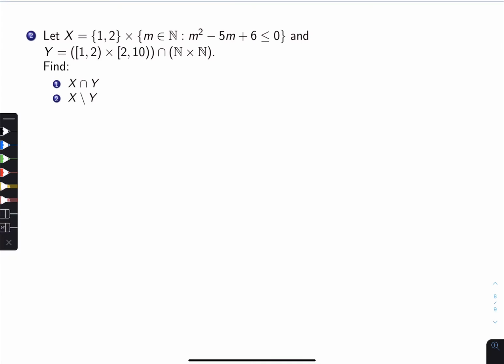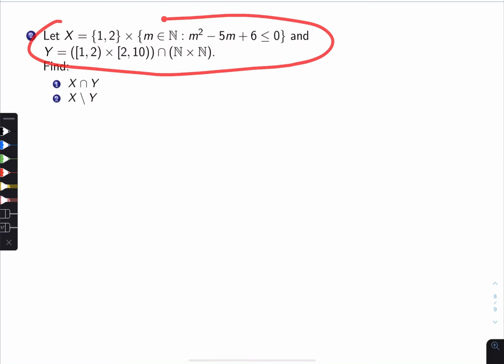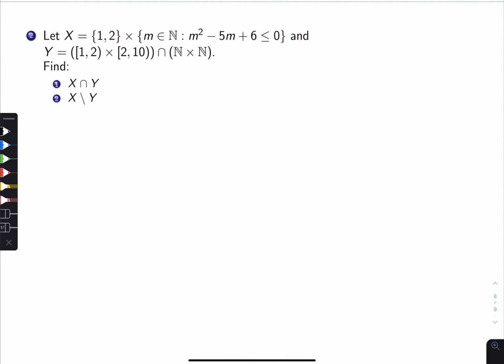In this video, I'm gonna do extra practice 2 in tutorial 2. So this is a question. They gave you a set X equals the Cartesian product of two sets, and Y is the intersection of two sets, and they want you to find X intersect Y and X minus Y.